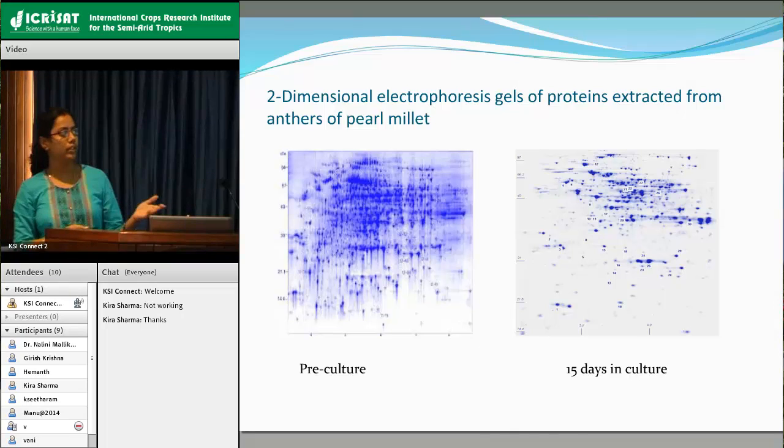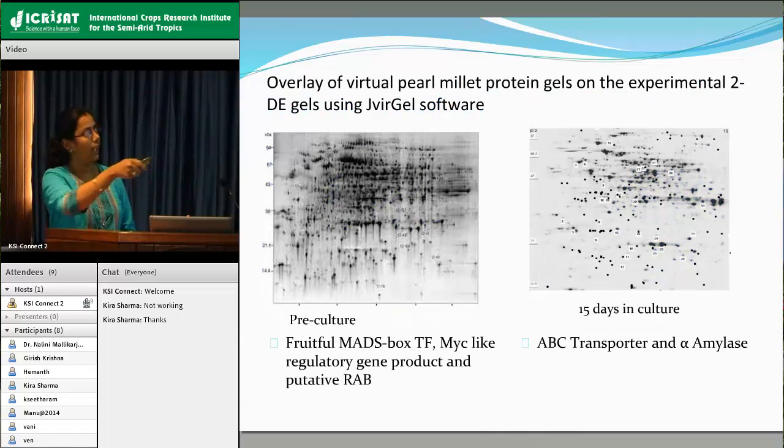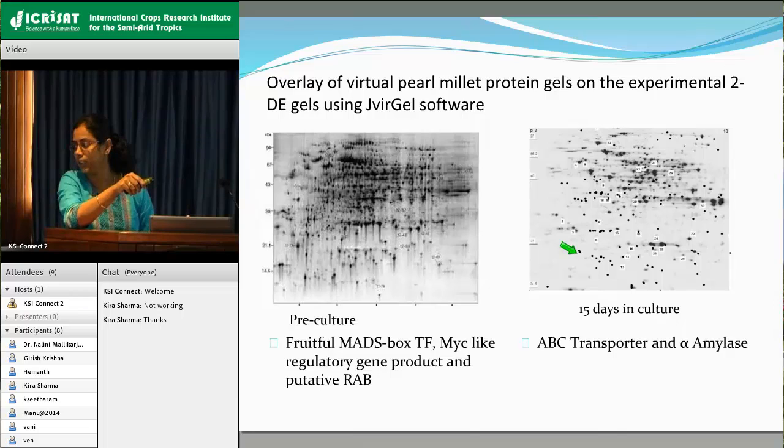However, the protein concentration was good, and I could get good two-dimensional electrophoresis results. And this is a pre-cultured sample, and this is the 15 days in culture. And here it's an overlapping. You could see the round spots, which is actually an overlap of the virtual gel on the experimental gel, in order to identify the spots.